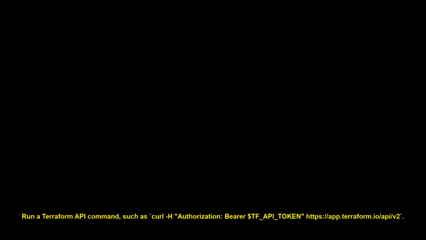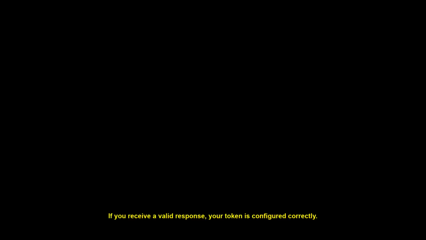Now that the token is set, you can test the authentication. Run a Terraform API command, such as curl -H Authorization: Bearer $TF_API_TOKEN https://. If you receive a valid response, your token is configured correctly. You can now use this token to interact with Terraform Cloud API securely. Remember to handle your API token with care to maintain your account's security.